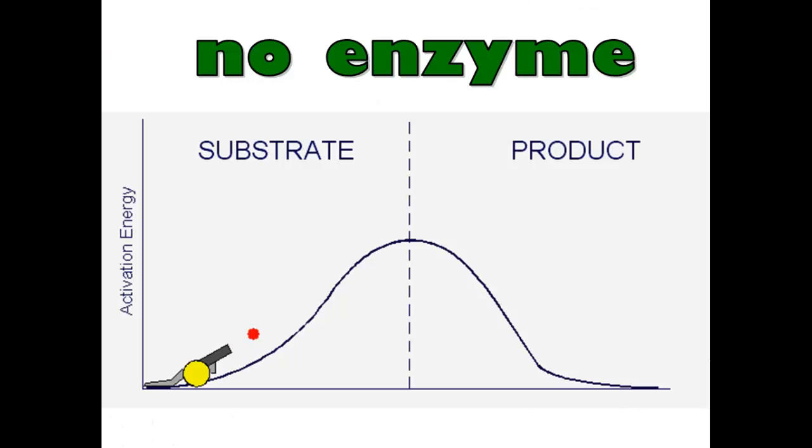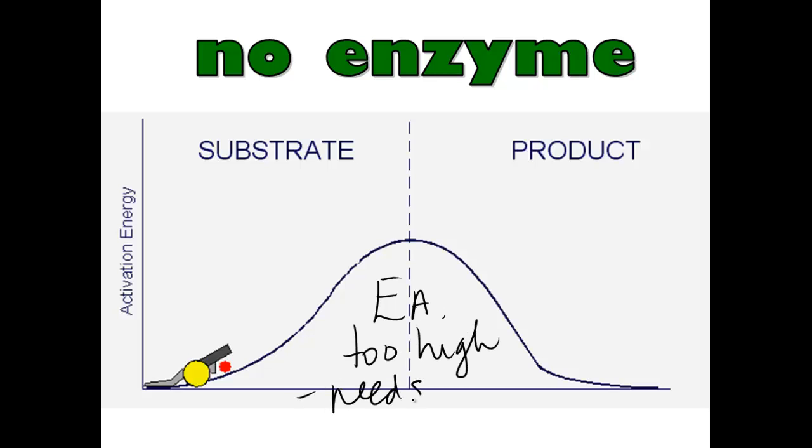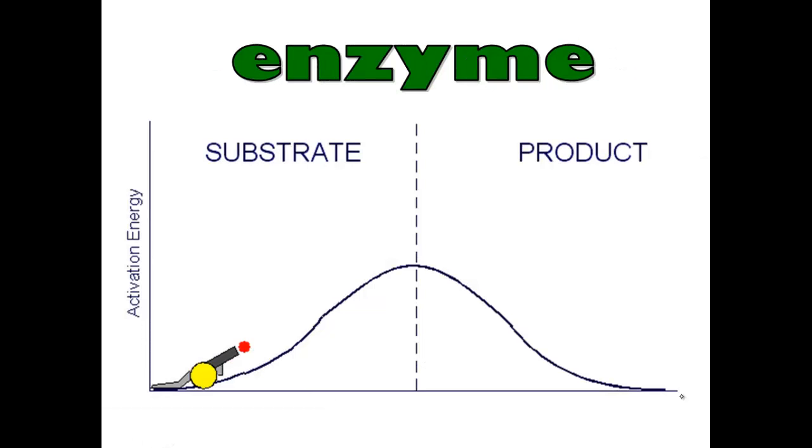So let's take a look at this animation. The hill represents the energy of activation. The cannon represents the substrate trying to become the product. If you don't have enough energy, you can't get over that hill. It needs a lot of energy to get over that hill. That energy of activation is too high, so you don't get any products forming. On the other hand, if we look at this, you'll see the hill is lower. The energy of activation has been lowered, and the substrate can become a product because it doesn't need quite as much energy for the reaction to happen.